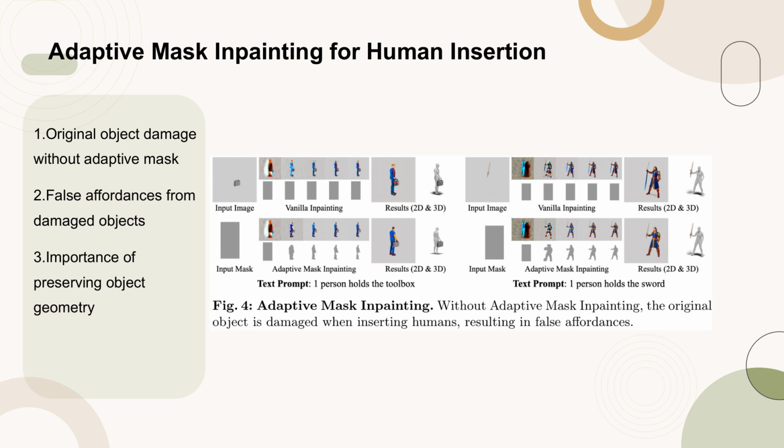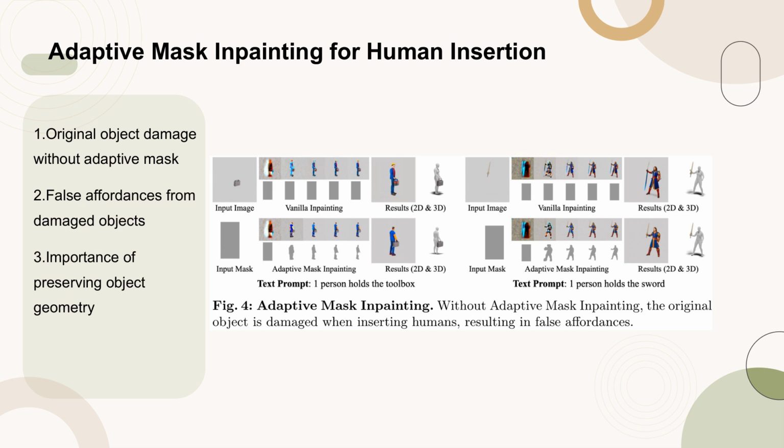This preservation is crucial for generating accurate 3D human-object interaction samples, as any discrepancies between the 2D in-painted image and the original 3D object can lead to incorrect representations of how humans interact with the object. Thus, the figure underscores the necessity of adaptive mask and painting in maintaining the integrity of the original object during the in-painting process.